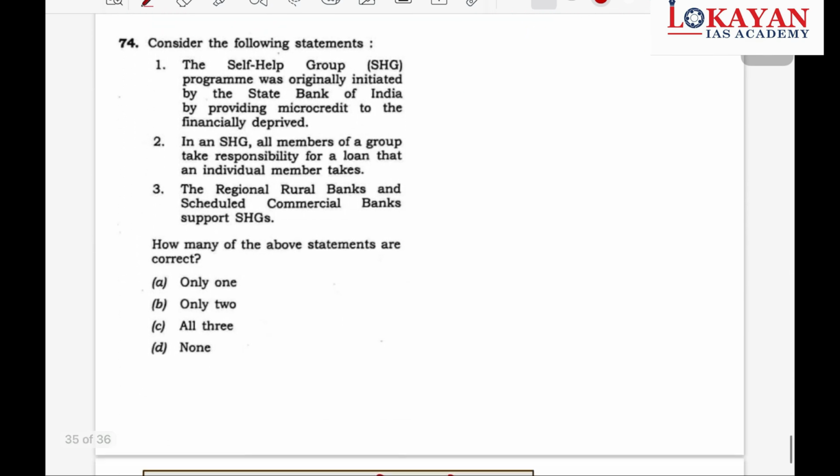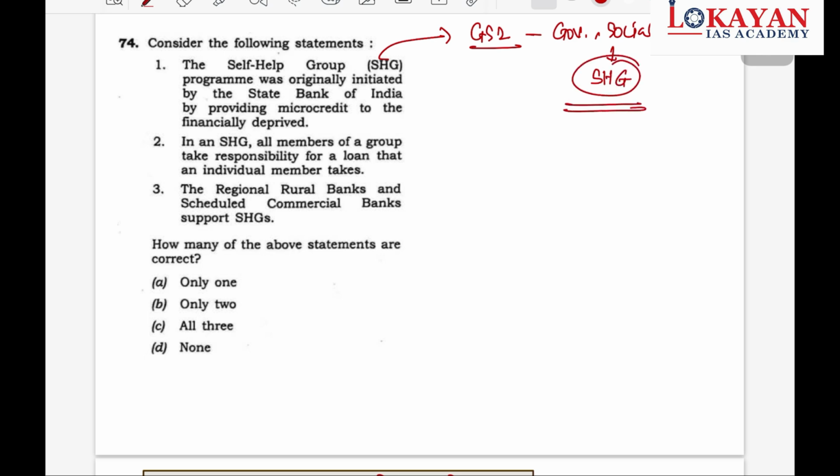Now the last question is regarding SHG, that is, self-help group. See here why you should be mains ready before giving the prelim examination. This question is a classic example of this. We have GS2, governance, social justice section. There is a clear-cut point on SHGs. So you must prepare mains thoroughly. If you have prepared for mains thoroughly before prelims, then you have a clear-cut advantage.